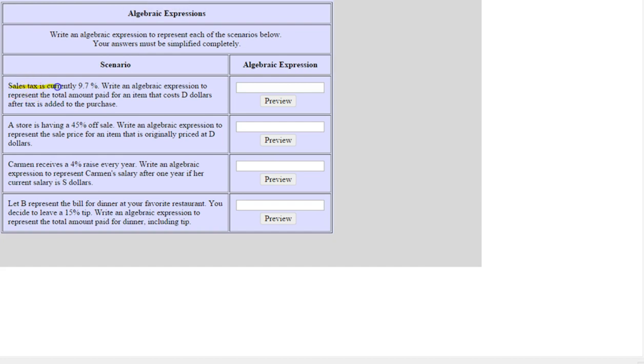Sales tax is currently 9.7%. Write an algebraic expression to represent the total amount paid for an item that costs D dollars after tax is added to the purchase. So let's start by just identifying what our variable or unknown is. And they give us a letter to call it. So D, capital D, is the cost of the item purchased. So we don't know the cost of the item purchased.